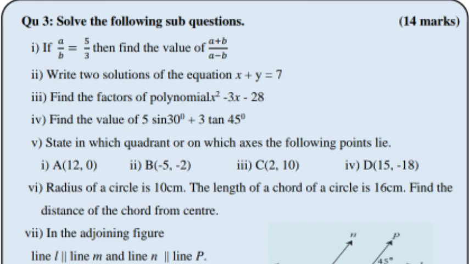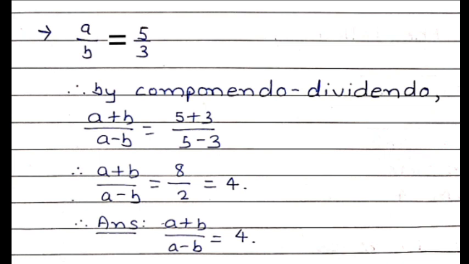Now let us go to the third question, question 3. Solve the following sub questions. First question is, if A upon B is equal to 5 upon 3, then find the value of A plus B upon A minus B. So friends, it is given that A upon B is equal to 5 upon 3. Hence, by componendo dividendo, A plus B upon A minus B is equal to 5 plus 3 upon 5 minus 3. And after solving the RHS, we get that A plus B upon A minus B is equal to 4.